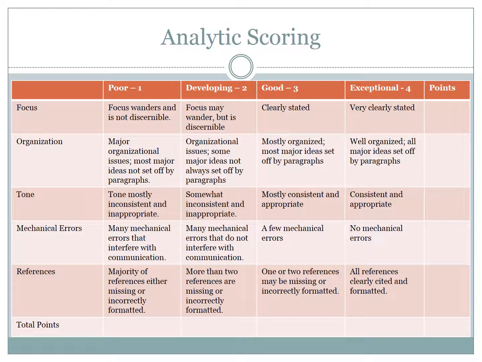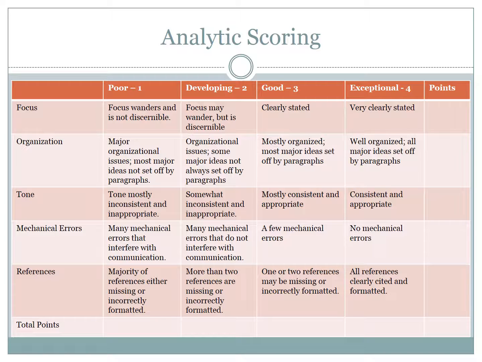So for each row, you're going to score it on that particular component rather than holistically. So a student might get a 3 on focus and a 4 on organization and 2 on tone and 3 on mechanical errors and 4 on references, and then you add those points up for total points. So here the point value is going to be much higher, but don't get confused thinking it's a better result. It's just a different scoring system. So a student might get a 16 out of 20, for example.